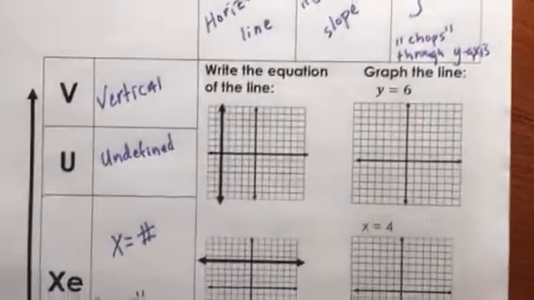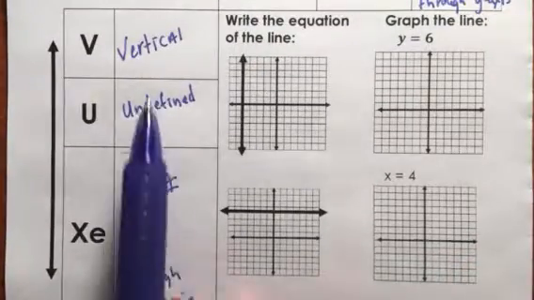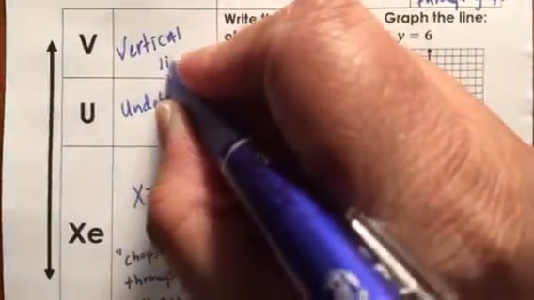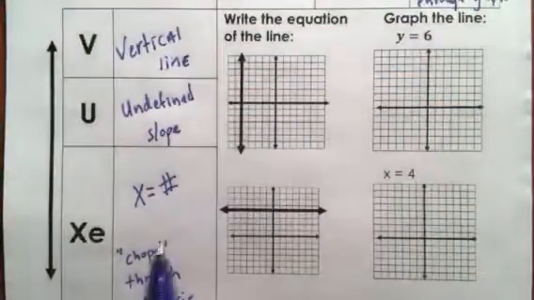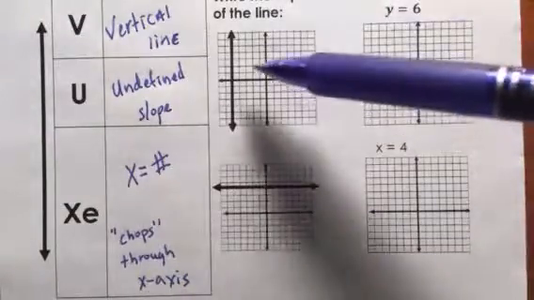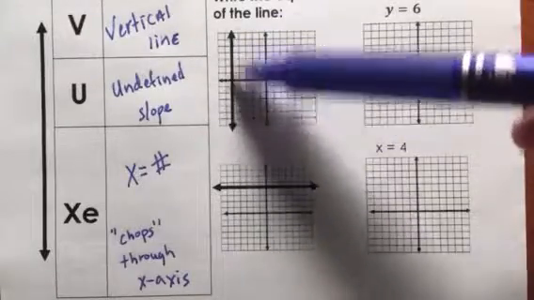All right, now we're going to talk about the VUXe. So HOYe. So the VUXe part of it is vertical line, undefined slope, and an x equals a number. And this one chops through the x-axis, kind of like what I just talked about here. It's chopping through the x-axis.